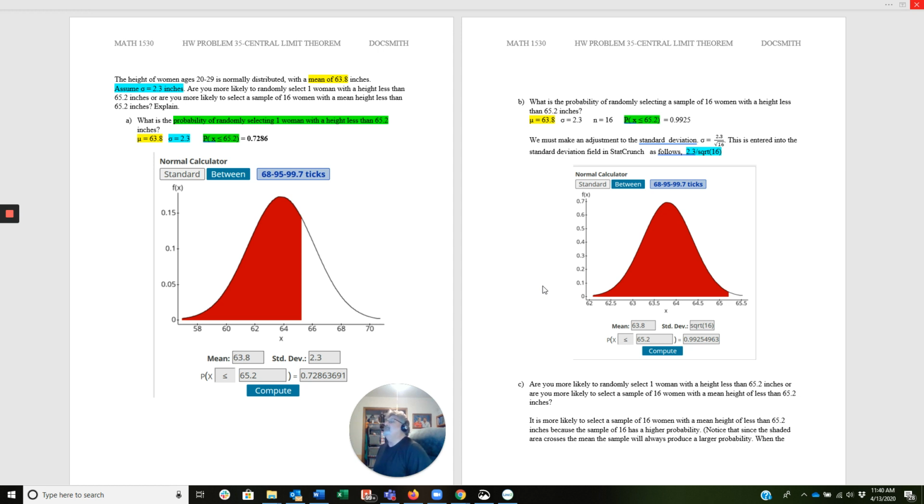So the height of women ages 20 to 29 is normally distributed with a mean of 63.8 inches. Assume sigma equals 2.3 inches. Are you more likely to randomly select one woman with a height less than 65.2 inches? Or are you more likely to select a sample of 16 women with a mean height of less than 65.2 inches? And explain. So that's parts A, B, and C. Well, part A, we do the same way we've been doing it.